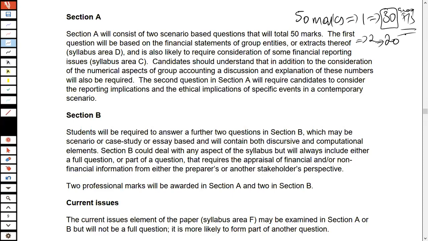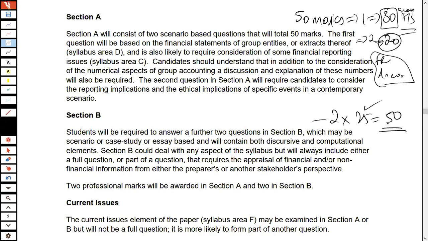Question number two is about multiple financial reporting areas, so it covers different areas of financial reporting. Next, you have section B, where you have two questions and each question is of 25 marks. So that makes a total of 50 marks. This is how the structure of the paper is: four questions, one of 30 marks, one of 20 marks, and two of 25 marks each.